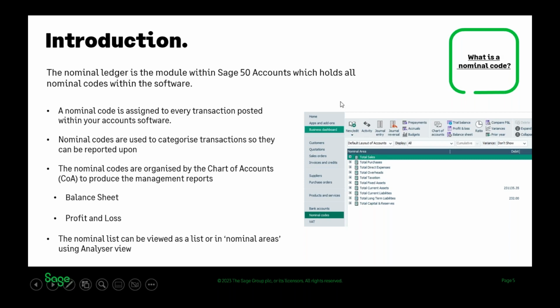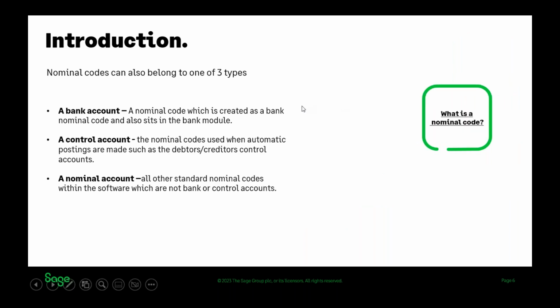Now, you may not know this, but nominal codes actually belong to one of three types. And you might not have come across this before because you might not have created codes. It might not be something that you've seen before, but they do fall into one of three categories.